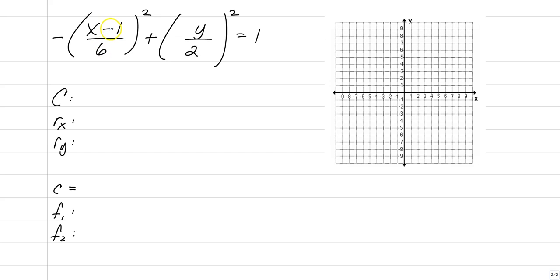So the first thing you should have done is listed your center, which would be at (1, 0). So we're right here at (1, 0). The radius in our x direction is 6. The radius in our y direction is 2. So we have 1, 2, 3, 4, 5, 6 to the right, 1, 2, 3, 4, 5, 6 to the left. The radius in the y direction is up 2 and down 2. And that, remember, creates our box.